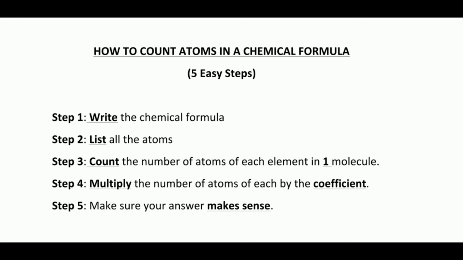Here are the steps that I recommend you take to count the atoms in a chemical formula. First, write the chemical formula. Then, list the atoms. Count the number of atoms of each element in one compound. Multiply the number of atoms by the coefficient. And finally, make sure that your answer makes sense. Think about it. Sometimes it is helpful to draw out a compound, though generally in chemistry we'll get so good at this that you'll be able to examine the numbers easily.